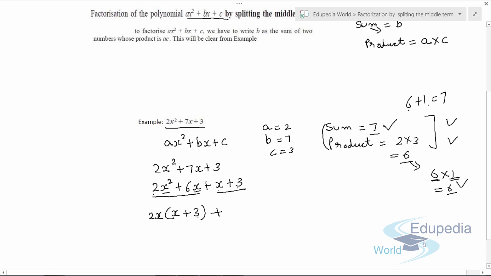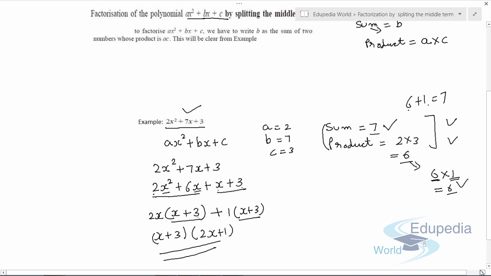Now in the second pair we have nothing common, so we take 1 as common, and it comes out to be x plus 3. Now in the whole equation we have x plus 3 as a common part, so we take x plus 3 out as a common part, and whatever is left we write like this. So this is our final answer, the factorization of this polynomial by splitting the middle term.